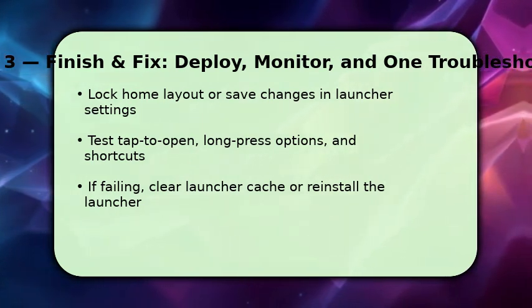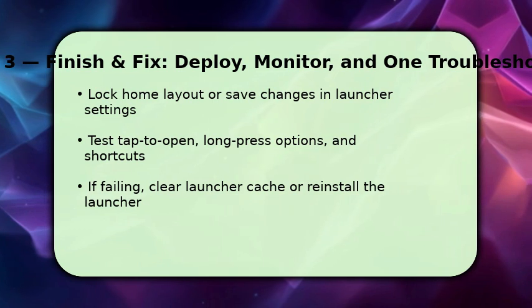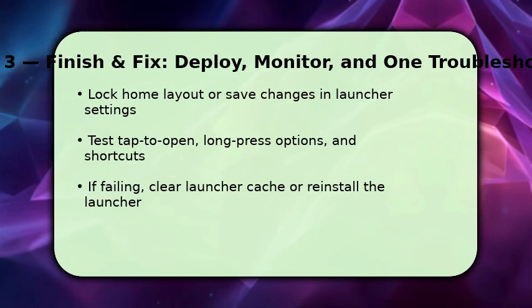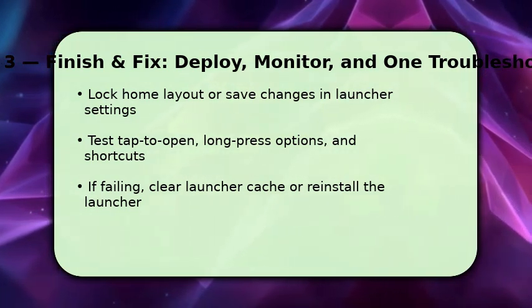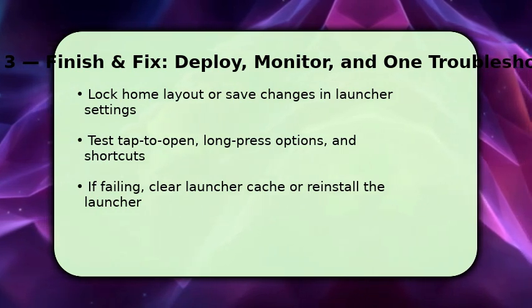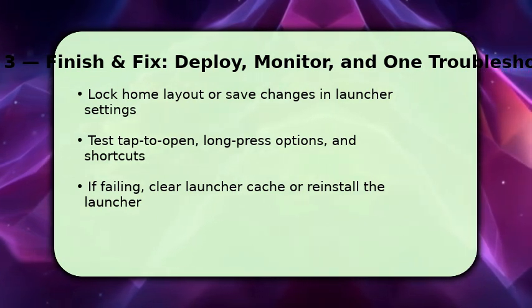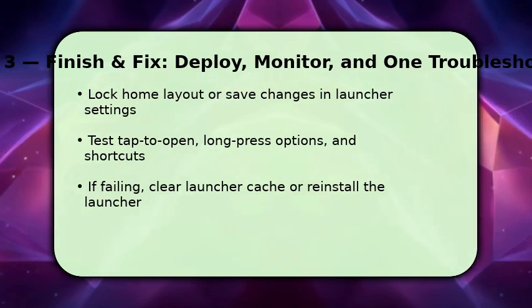Test the new icons by tapping and using long press menus to confirm functionality and make final adjustments to spacing or labels. If the app still fails, clear the launcher cache, force stop the launcher, or reinstall it. This often resolves corruption. One key troubleshooting tip: if problems persist, create a new user profile or reset home settings to isolate system versus launcher issues.